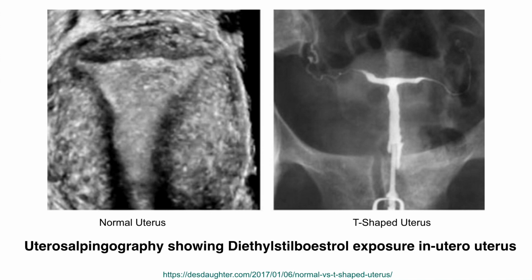So the image on the left shows what a normal uterus should look like through a hysterosalpingography. The image on the right shows a T-shaped uterus, and this occurs in women who were exposed to diethylstilbestrol in their mother's uterus. So diethylstilbestrol was a medication that was used in the past, and after the fact they found out that females who were taking it, their female children in utero were affected.